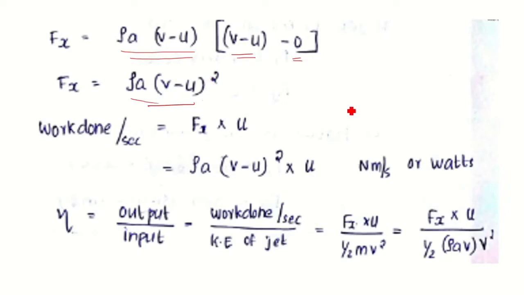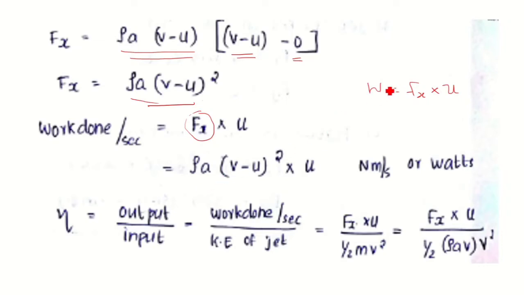Since there is some movement in the x direction due to the force f of x, the plate is moving in the x direction. So in this case there will be a component for work done. Work done will be f of x into distance traveled. Normally work done is the force exerted into distance traveled, so here we are taking the distance as u, that is, the distance traveled per second. So we are obtaining work done per second.